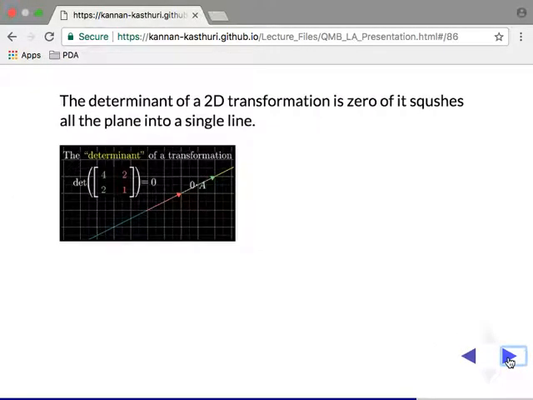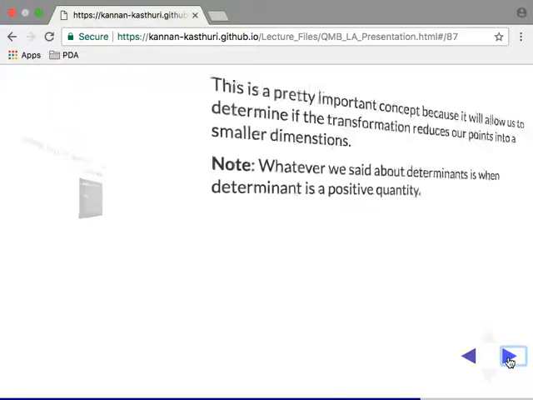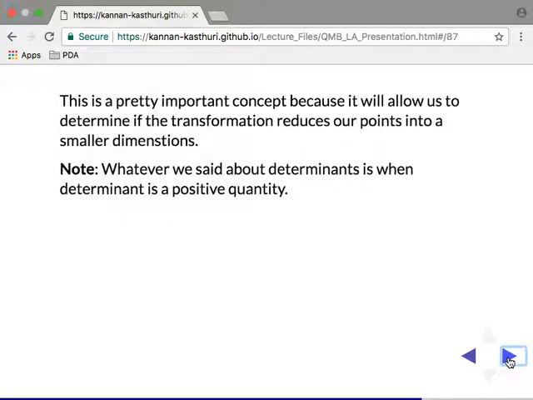A determinant of a transformation is 0 if it squishes, right? Think about a linear transformation. If it squishes into a line, all the area is going to be condensed into a line, right? So it's going to be 0. So this is a pretty important concept, to know when a determinant is 0, because it will reduce all the points into a line, right?